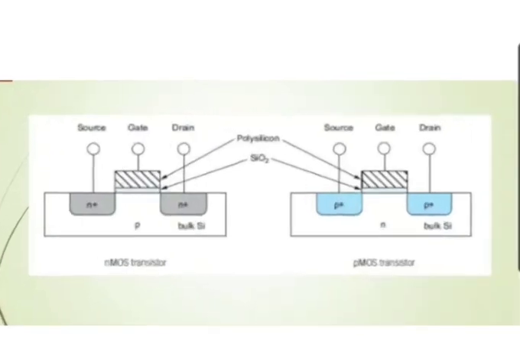Here the diagram for the NMOS transistor and PMOS transistor is given. Three terminals, source, gate and drain, are also shown here.